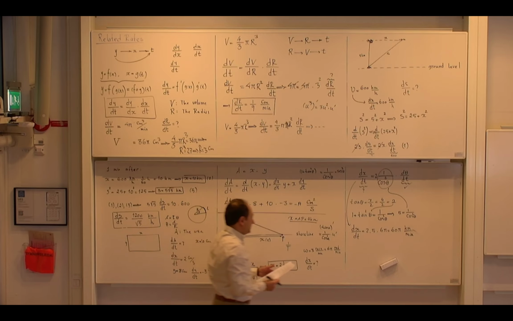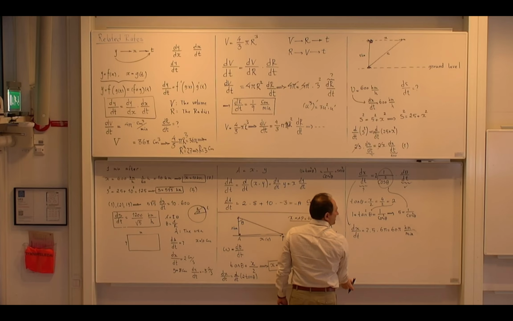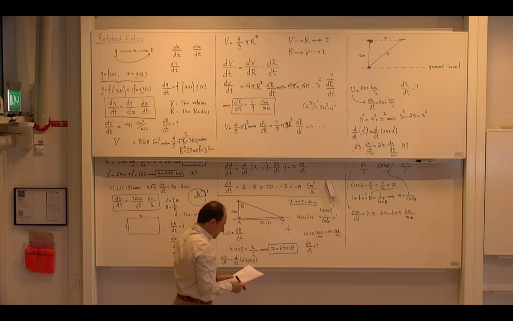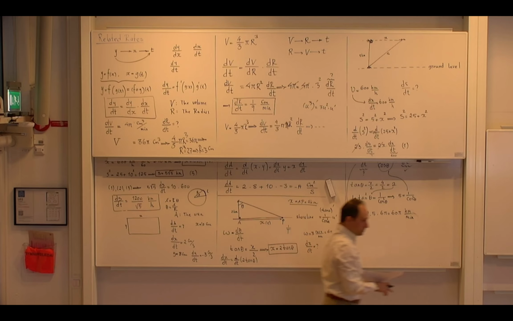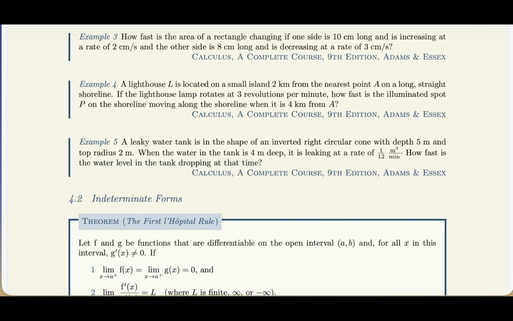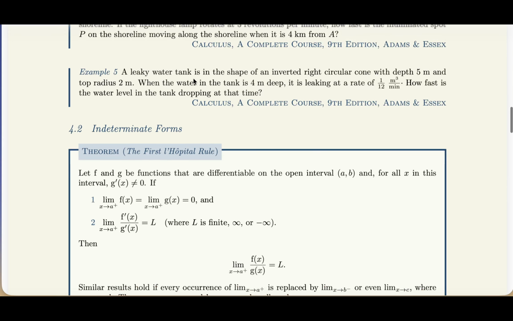Okay, one more problem, and then probably we can have a break, and then the next lesson is actually very simple. So another problem from the book. Let us read it together. A leaky water tank is in the shape of an inverted right circular cone with depth 5 meters and top radius 2 meters. When the water in the tank is 4 meters deep, it is leaking at a rate of 1 over 12 cubic meters per minute.